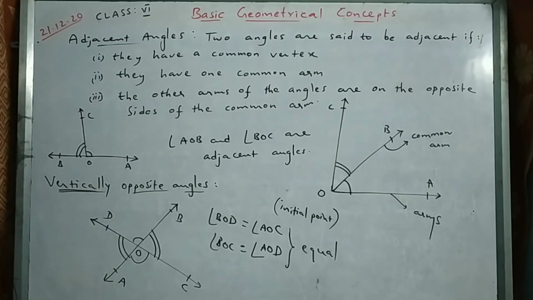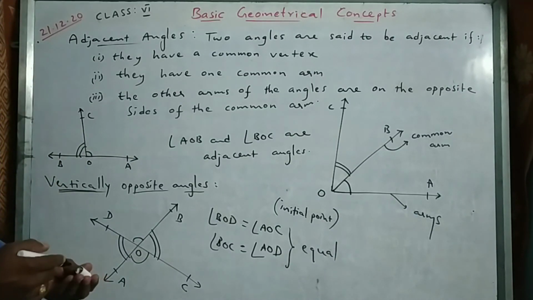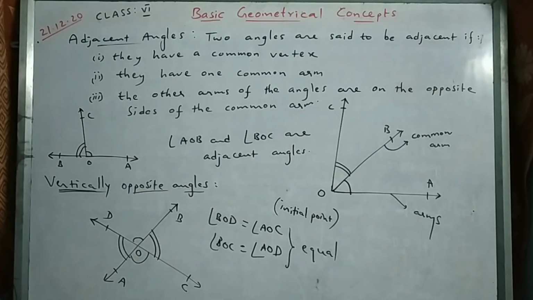Okay. So far we have discussed types of angles, adjacent angles, and vertically opposite angles. That's all. So these are the points we have discussed today. So let us see some more in the next class. Thank you.